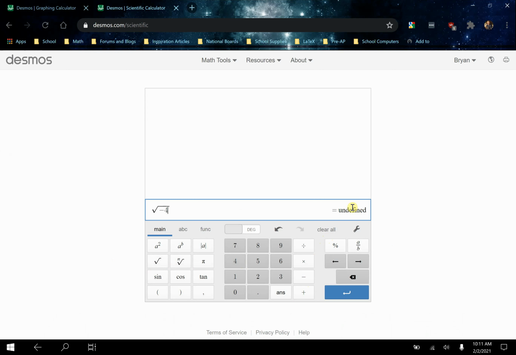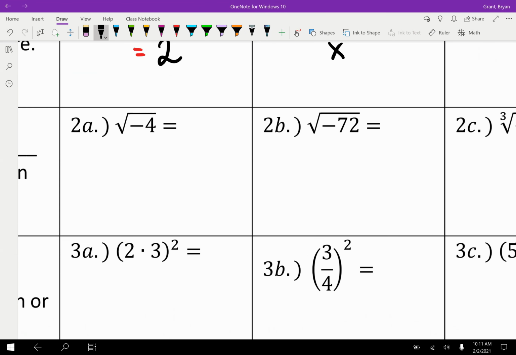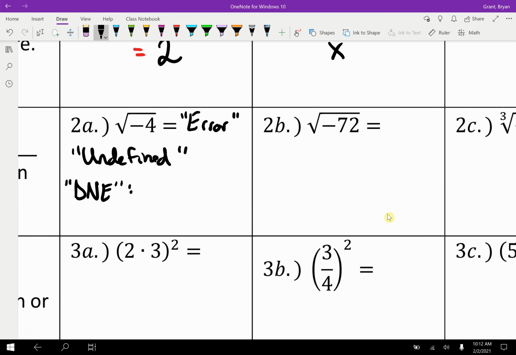Whoa, this one says that's undefined. Undefined, what does that mean? Why would it be undefined? Now, your calculator may have done some other things. They may have given you error, or they may have done what mine did and said undefined. In fact, in math, a lot of times we'll call this DNE, which means does not exist. Okay. Either way, though, it is not an actual answer.